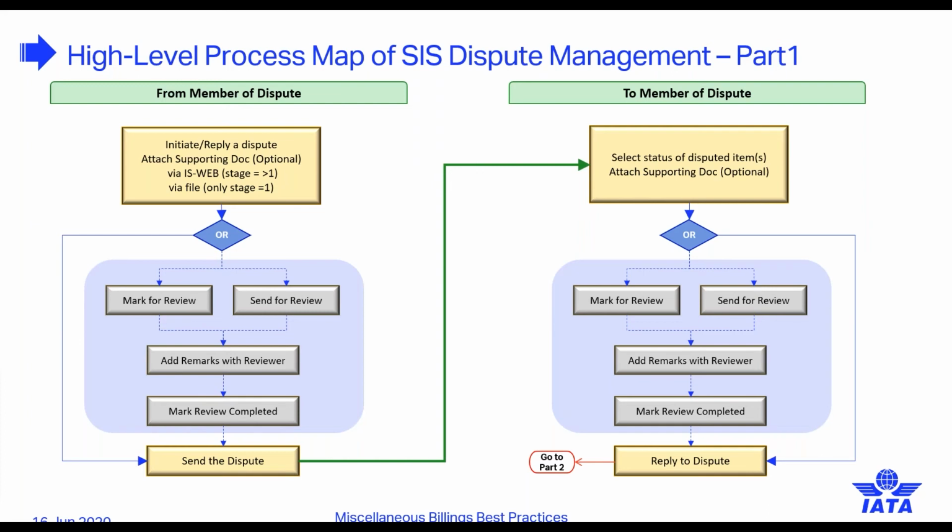As stage 1 of the dispute, the billed member can initiate a dispute against a miscellaneous original invoice through either SIS Web or by uploading a dispute package. After creating a dispute, the user can send the dispute directly to the other party, or the user can optionally request an internal review to be done within the organization before sending the dispute to the other party. This optional internal review process is usually considered by the first user if it requires a manager or a second user to approve or remark, or sometimes to provide supporting documents related to that dispute.